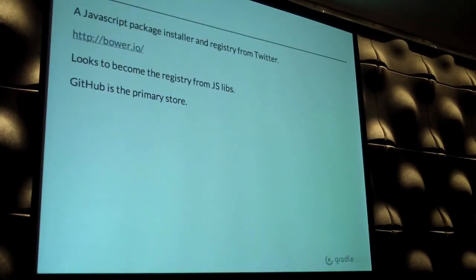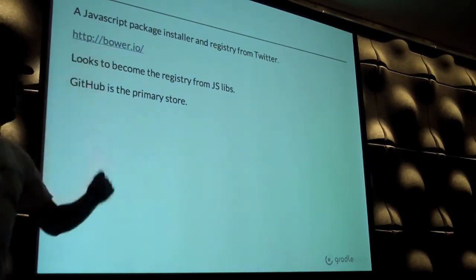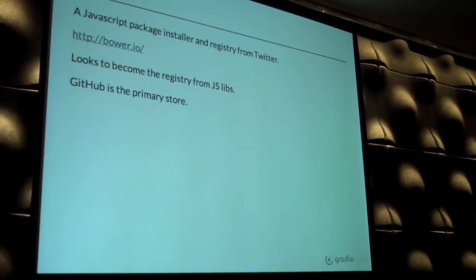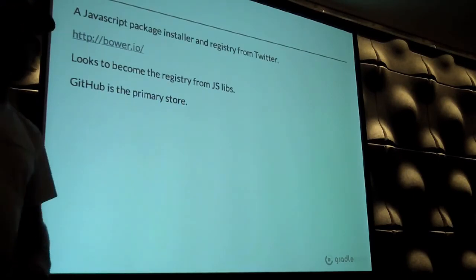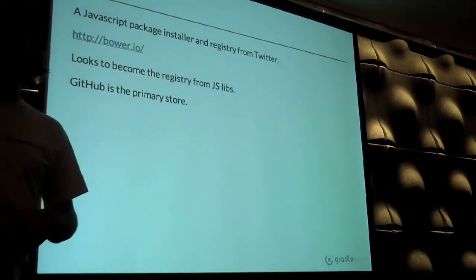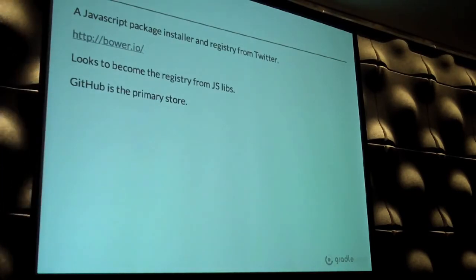Bower from the Twitter folks, is starting to become the central registry for JavaScript libraries. It's a way of pulling down JavaScript libraries, and there's a command line interface where you can say, Bower install jQuery, contacts its servers, goes and gets it, etc. So definitely something worth looking at. And interestingly, instead of using a Maven Central type approach, it goes and fetches things from GitHub. So it's very extensible.